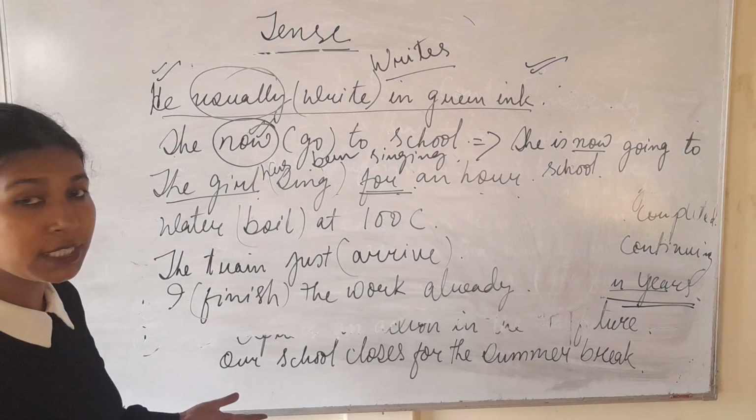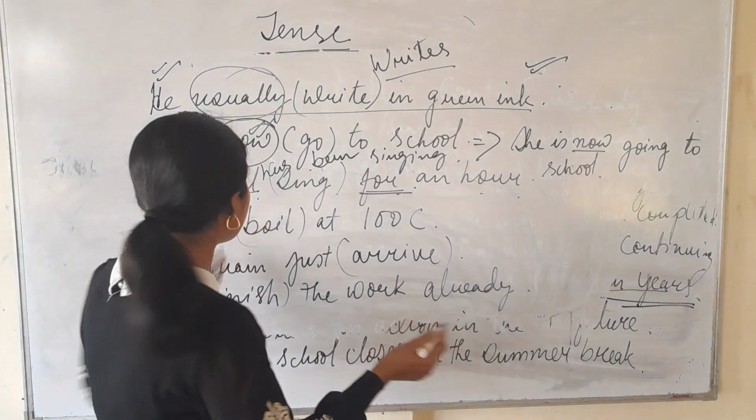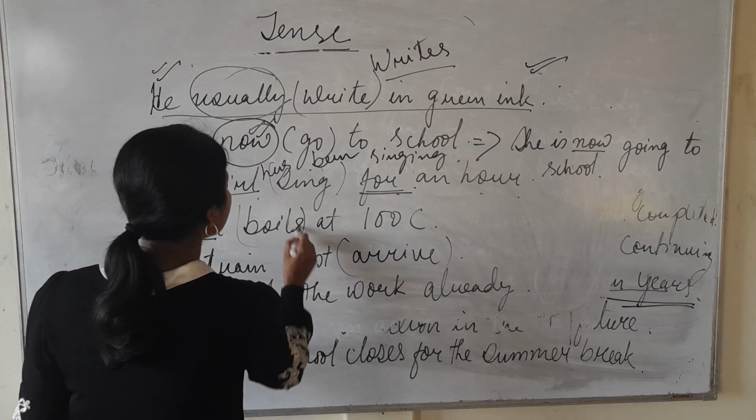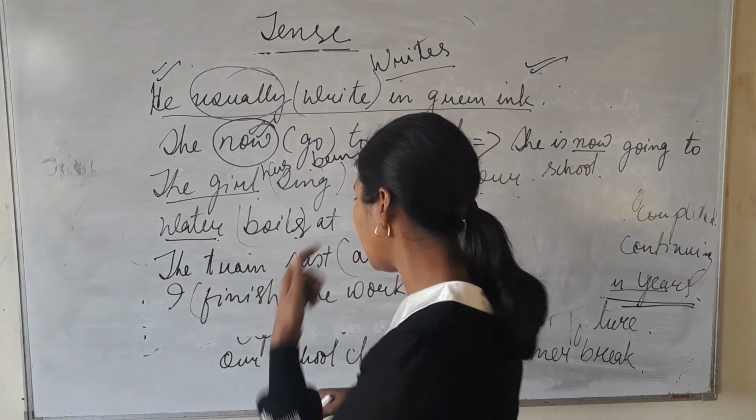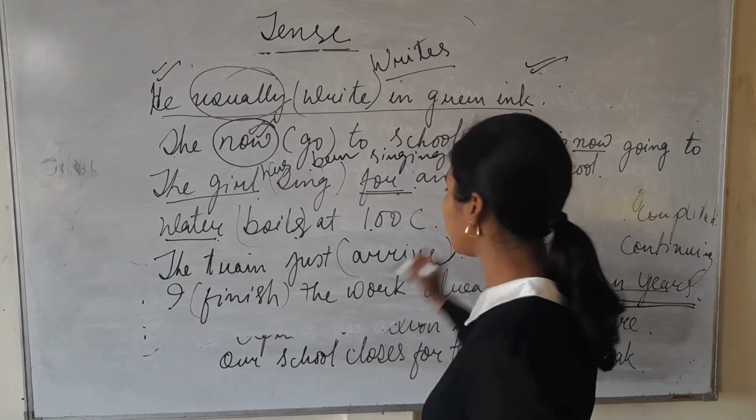Now, water boiled at 100 degrees centigrade. This is present indefinite tense. As you know, there is no be verb, so boil will change into boils. Water boils at 100 degrees centigrade. That is the correction.